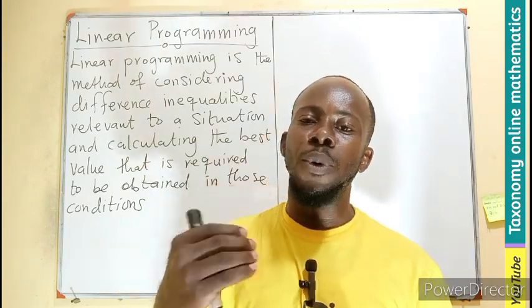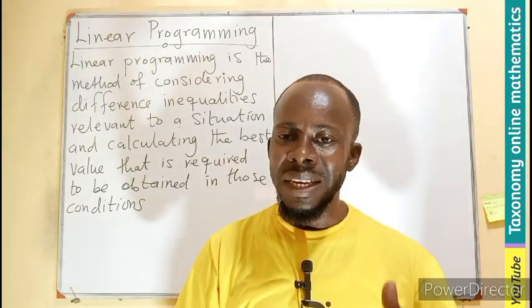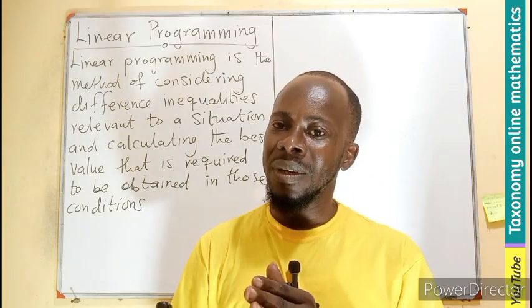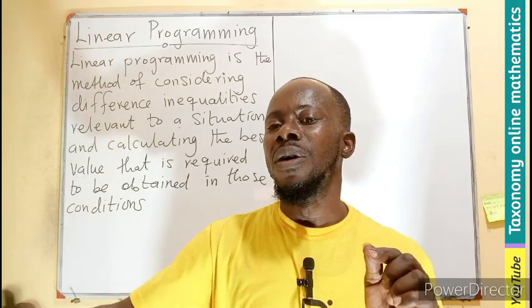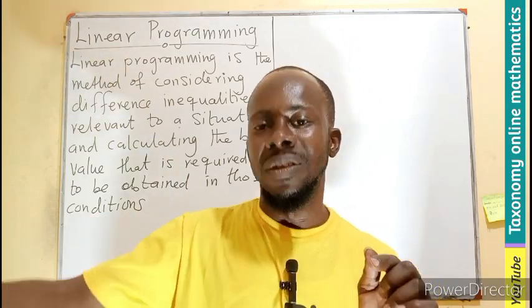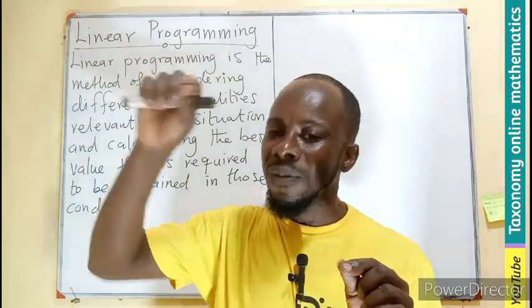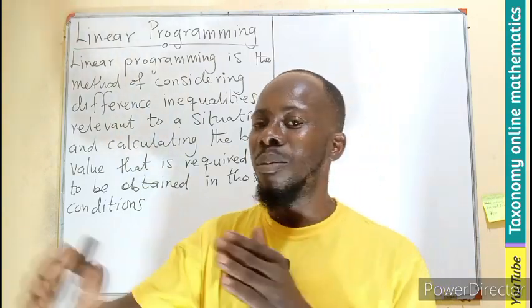Then when you take the programming, it's just a way of selecting the best among possible solutions. If you are selecting from a lot of constraints and various possible solutions, you are selecting the best that fits your criteria. That is what we call linear programming.